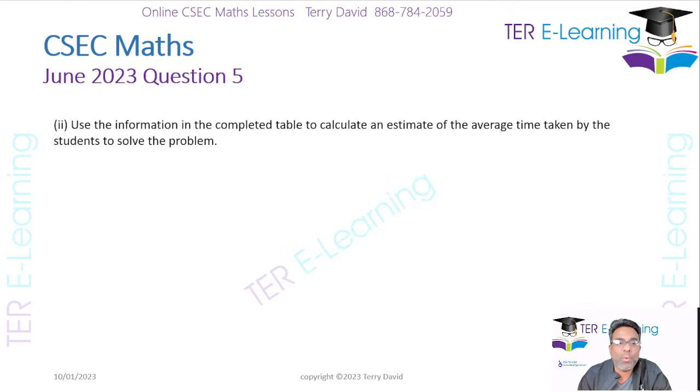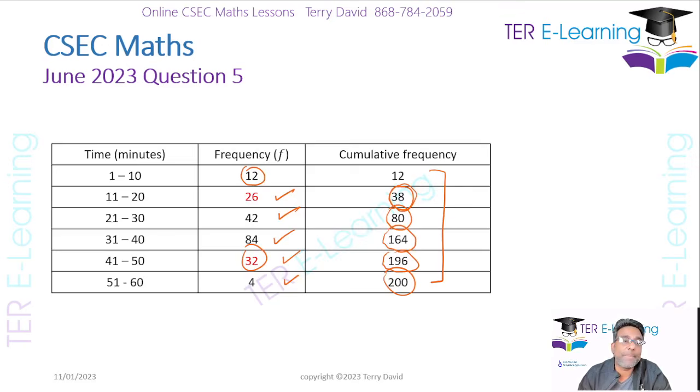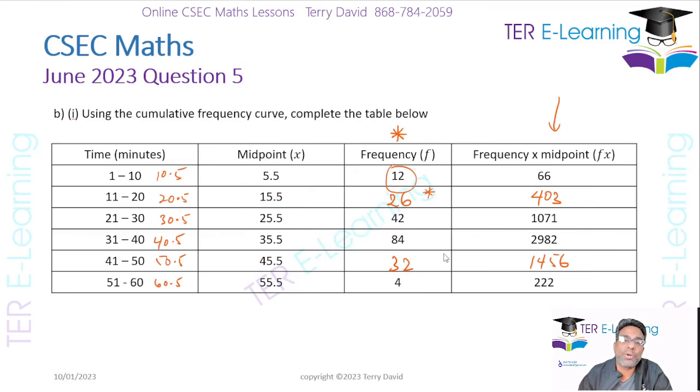The last thing that they want now is to use the information to estimate the average time. So what we're trying to work out here is the mean, right? And all we need to do to work out the mean is this: your total number of students, your sigma F, should work out to 200. They told us it's 200. You have sigma XF, meaning that when I add up everything in this column here, let's see what I get.